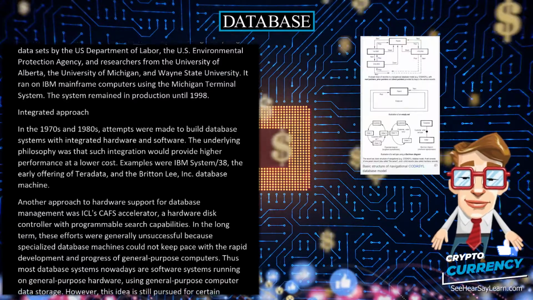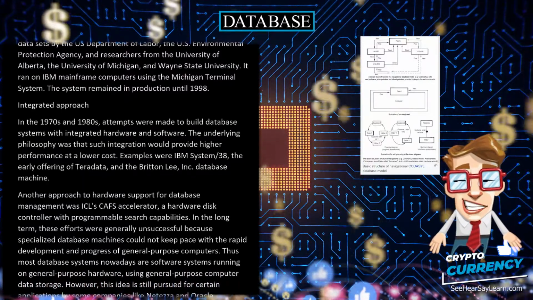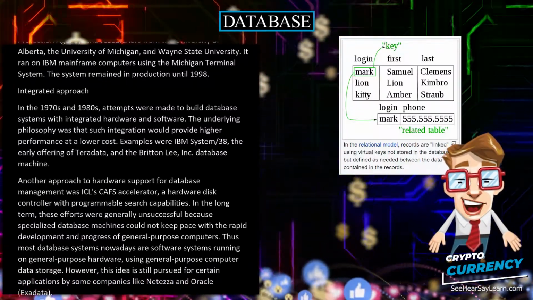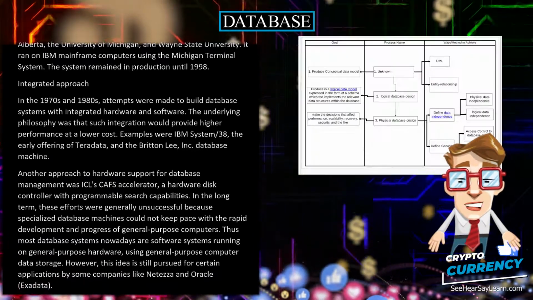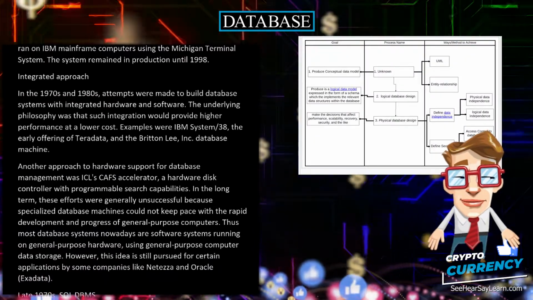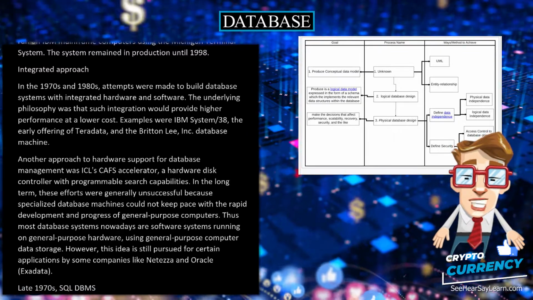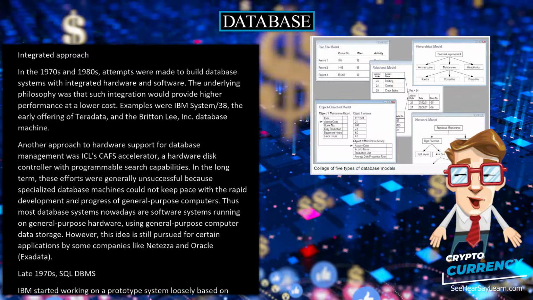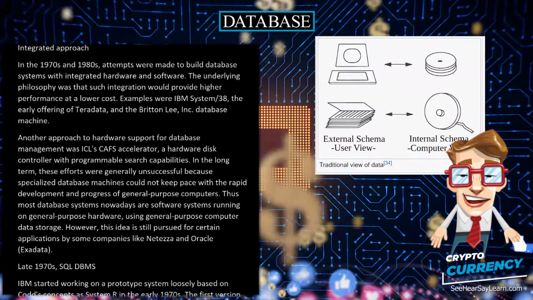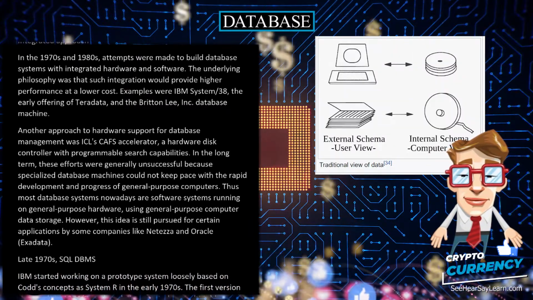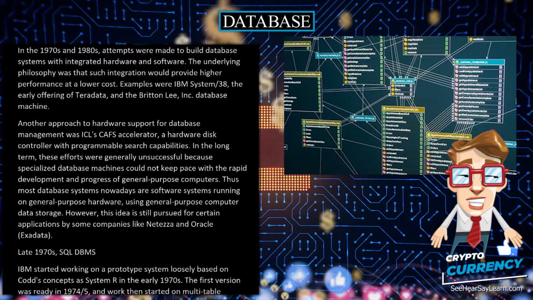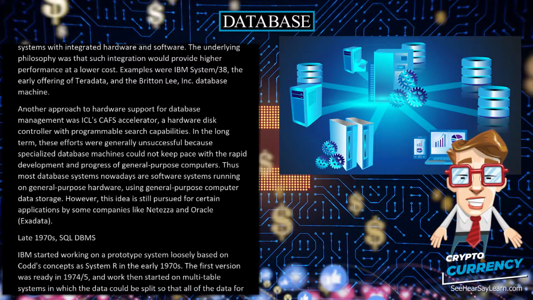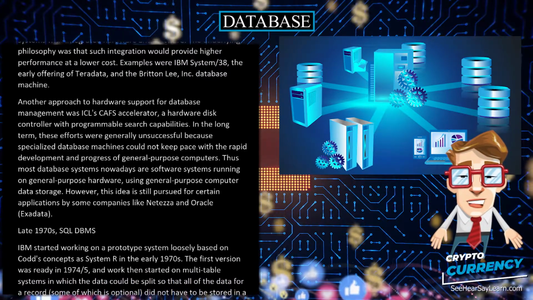Integrated approach. In the 1970s and 1980s, attempts were made to build database systems with integrated hardware and software. The underlying philosophy was that such integration would provide higher performance at a lower cost. Examples were IBM System/38, the early offering of Teradata, and the Britton Lee Incorporated database machine. Another approach to hardware support for database management was ICL's CAFS Accelerator, a hardware disk controller with programmable search capabilities.